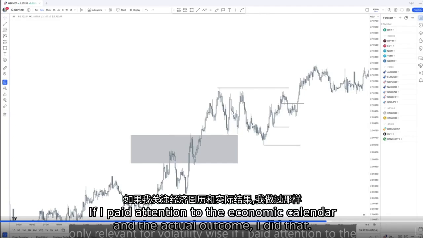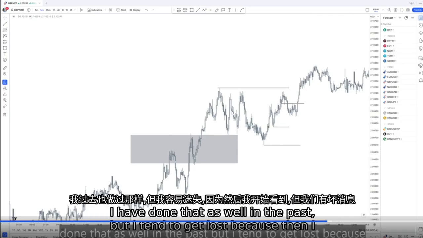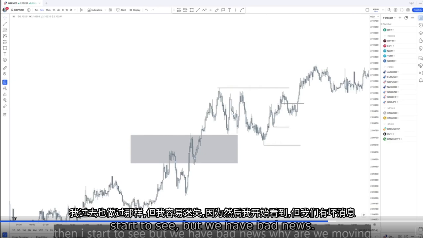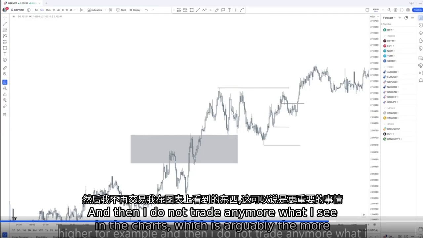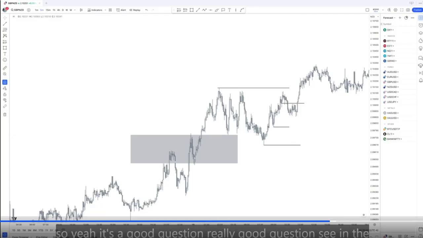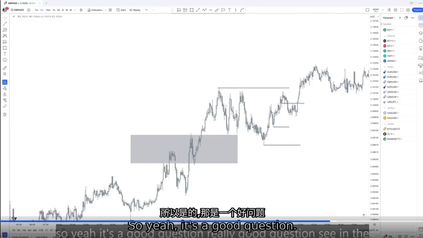If I paid attention to the economic calendar and the actual outcome, I have done that as well in the past, but I tend to get lost because then I start to see, but we have bad news. Why are we moving higher, for example? And then I do not trade anymore what I see in the charts, which is arguably the more important thing. So yeah, it's a good question, really good question.